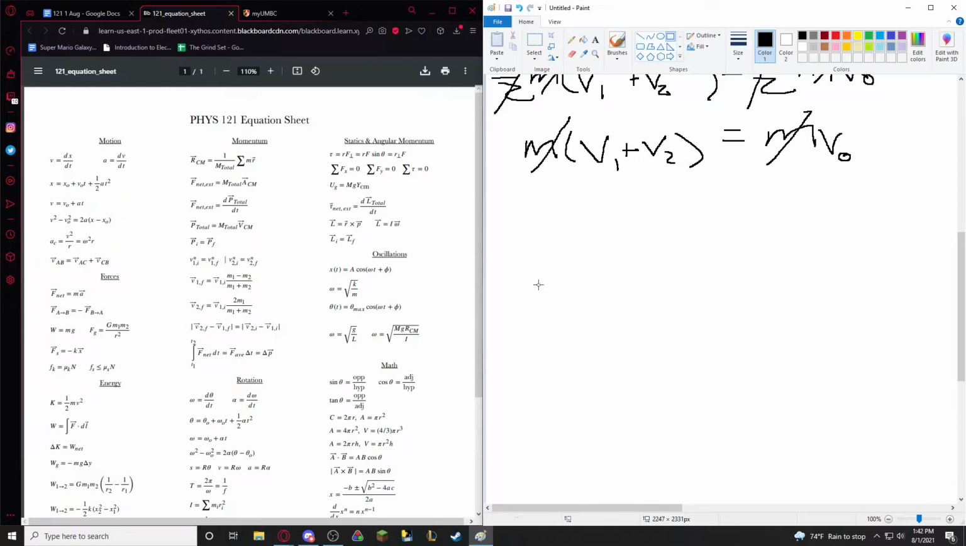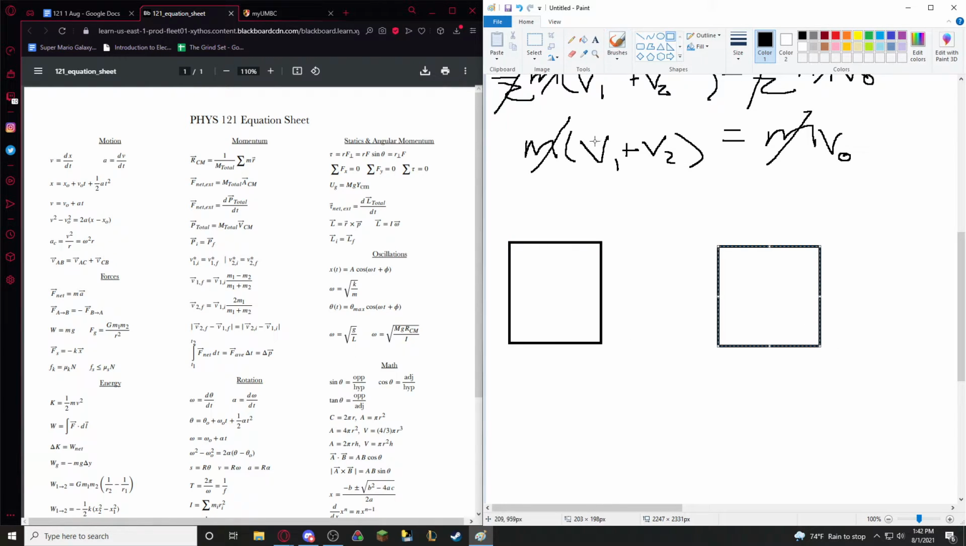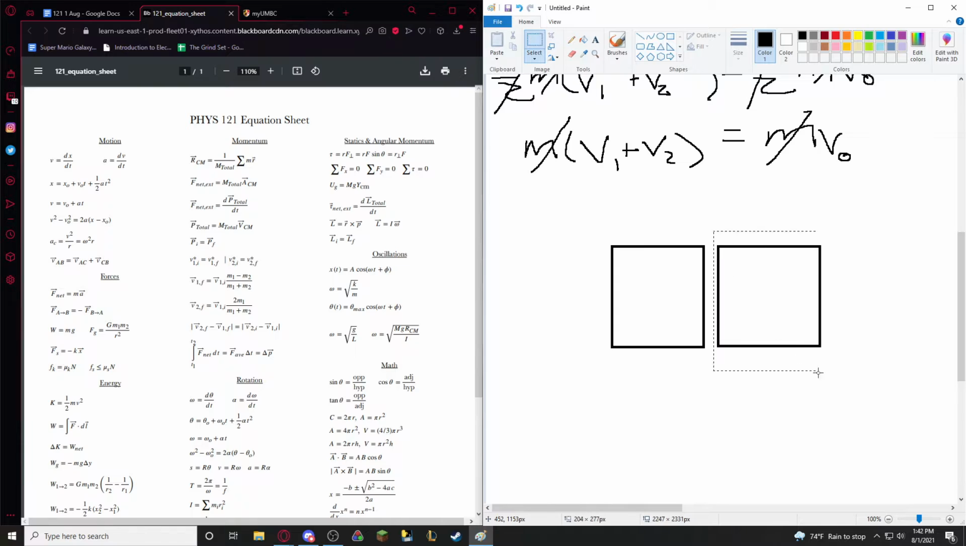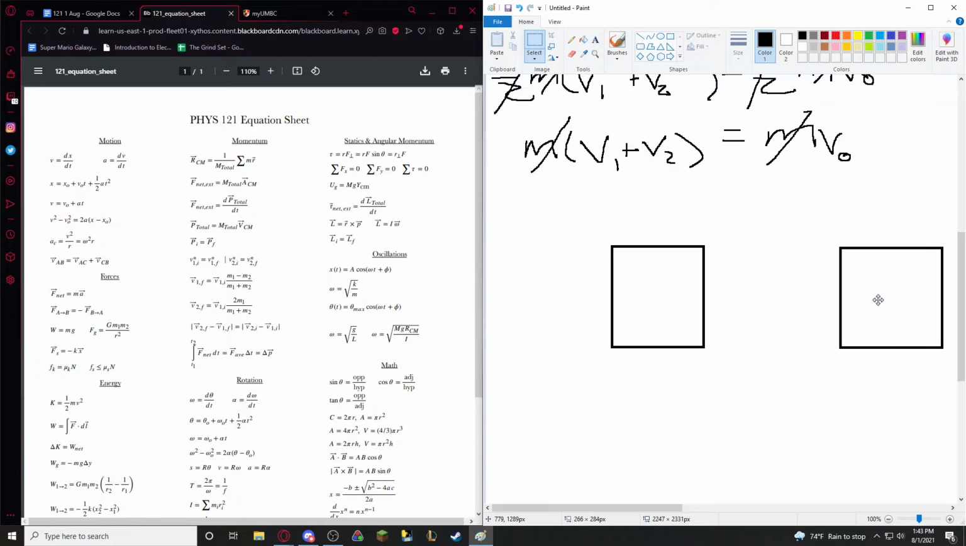Essentially, what's happening is we have our two blocks, and the first block is traveling along. It's going to collide with the second block, and then the first block is going to instantly come to a stop, and the second block is going to start traveling along with that exact same initial speed.